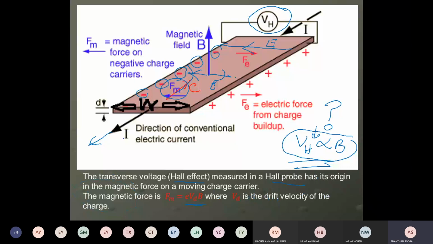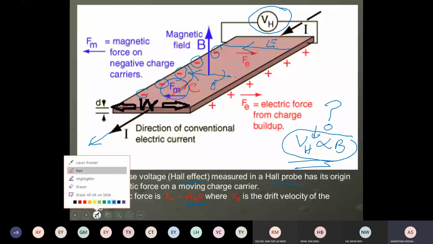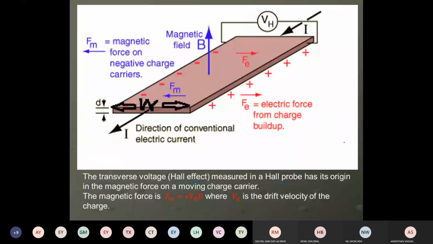Okay, let me clear this. Which is your A here? Which region? On top side, let me mark here. Is it the A region, or is this the B region, or the C one? Which is your area? The cross-sectional area of the current should be the C. This is the A. Okay, that means the A is actually the cross-sectional area of the current flows.